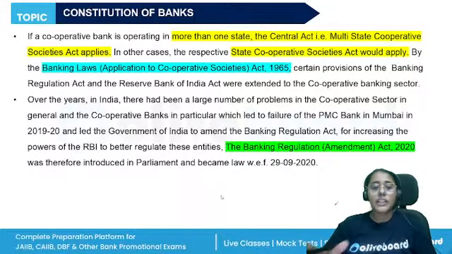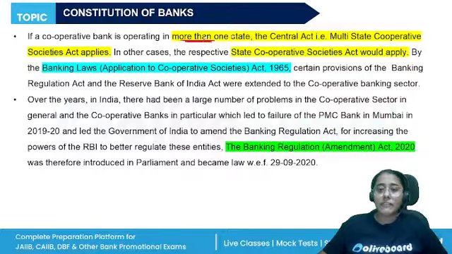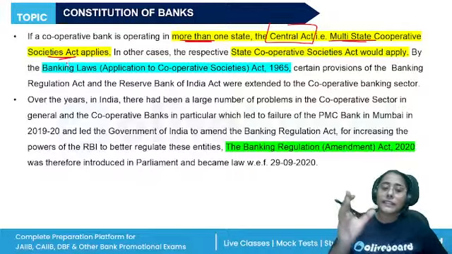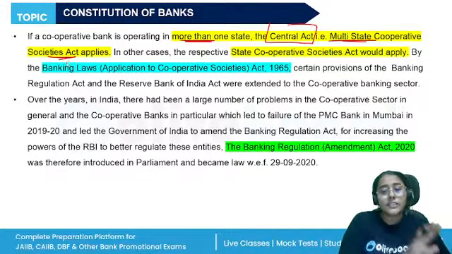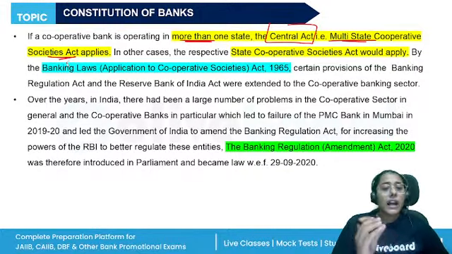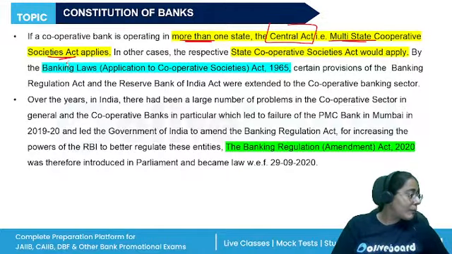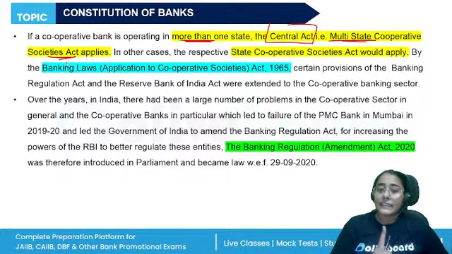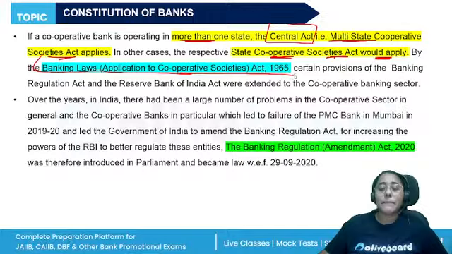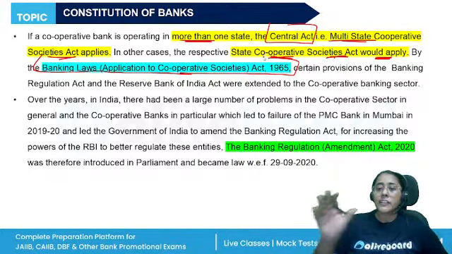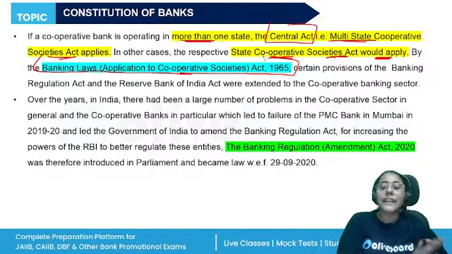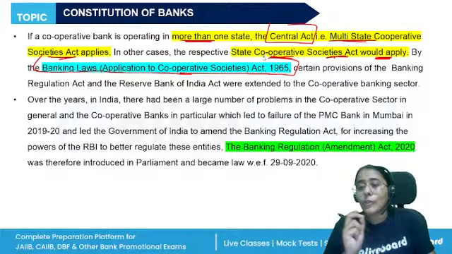Okay. If the cooperative bank is operating in more than one state, the Central Act, multi-state cooperative societies, applies. This means they will have to get themselves registered under the Central Act. In other cases, if the cooperative bank is operating in only one state, then the State Cooperative Societies Act would apply, and the Banking Laws Application to Cooperative Societies Act. This amendment or this act was given. So now the provisions of Banking Regulation Act and RBI Act are also extended.